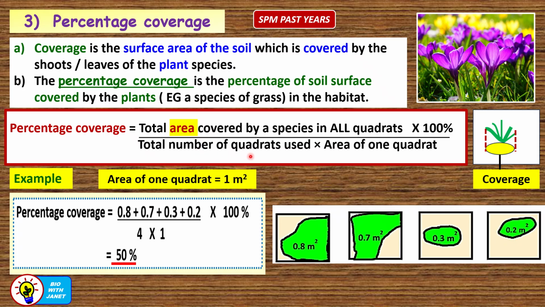Then divide by the total number of quadrats. Take note there are only 4 quadrats used here, as you can count 1, 2, 3, 4. Times the area of one quadrat, so times 1 here, and then times 100%. The answer is 50%. That means overall 50% of that field is covered by the grass species.